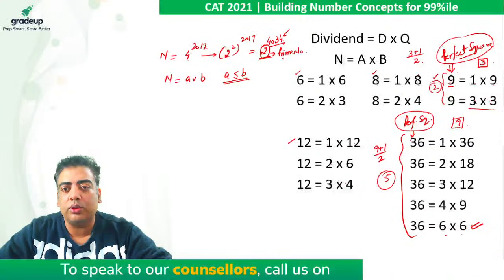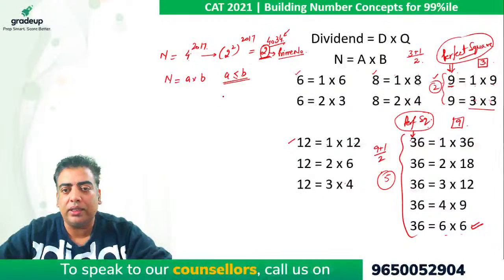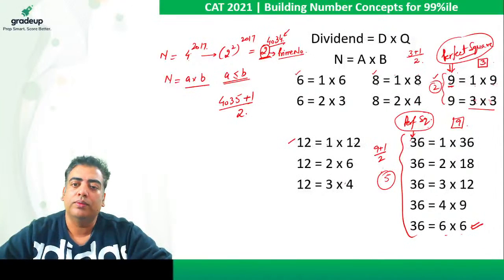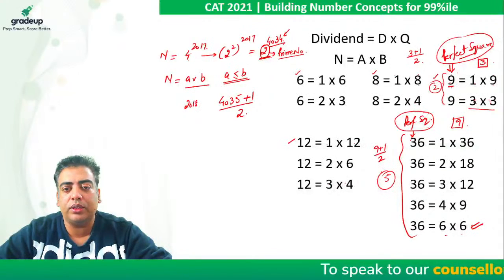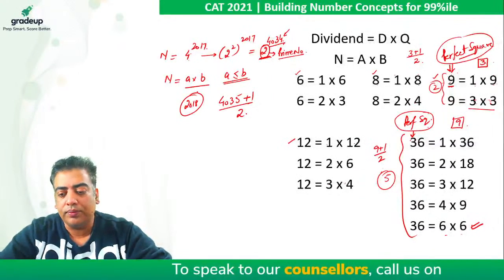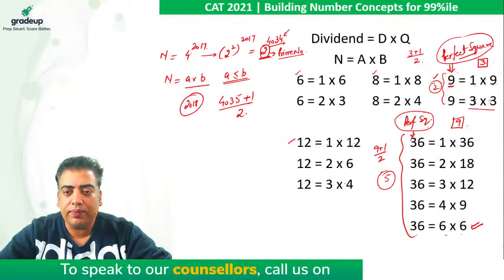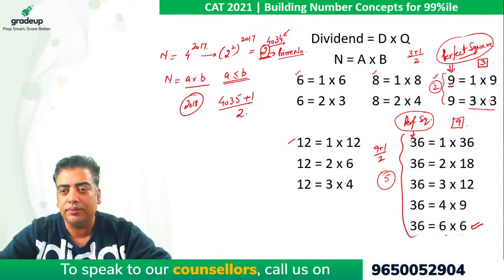Alright, so we can say that the number of factors is 4035, and the number of required pairs will be (4035 plus 1) divided by 2, which comes out to be 2018, which was the required answer in the paper. So, a very easy question based on the concept of factors came in the exam this year.